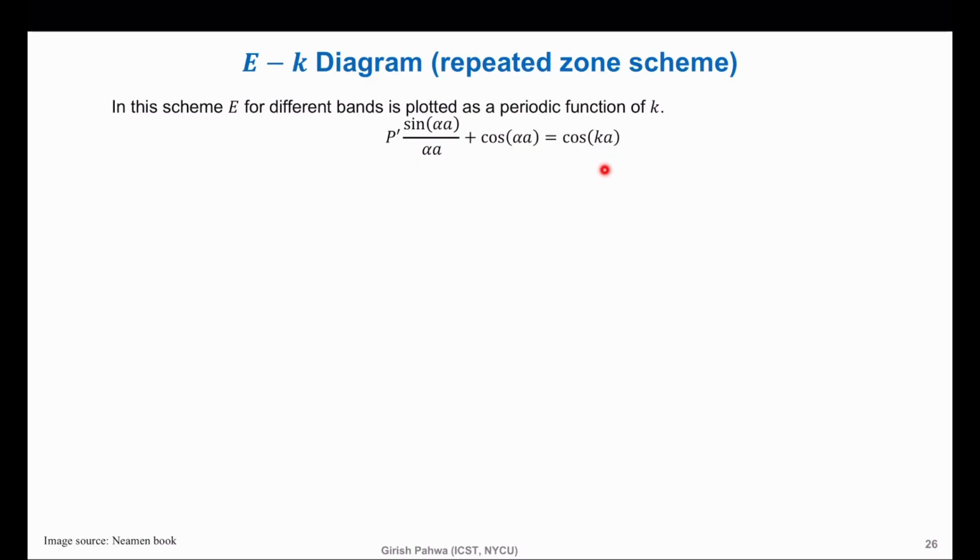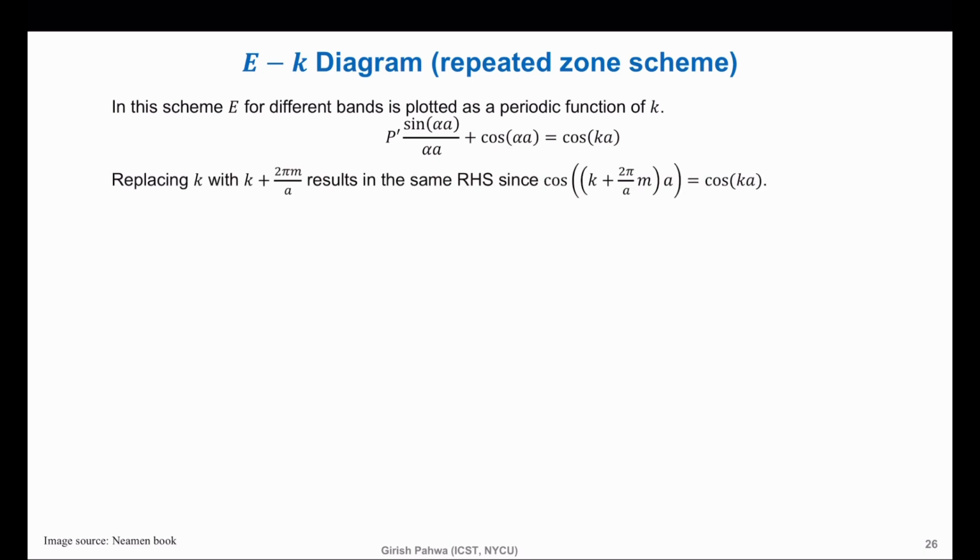Okay, so if I have, say, k, and k plus 2 pi by a, or an integral multiple of 2 pi by a, I'm going to get the same result. The period of the cos is 2 pi and the coefficient of k is a, so that's why 2 pi by a. Replacing k with k plus 2 pi m by a is going to give you the same RHS. You can try that. So let's put cos of k plus 2 pi m by a, right?